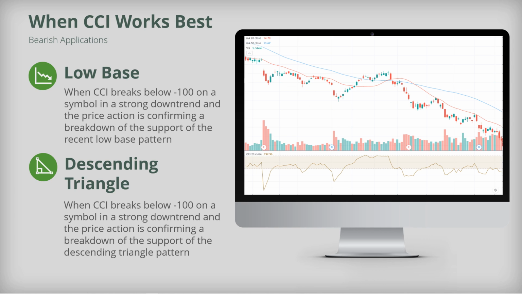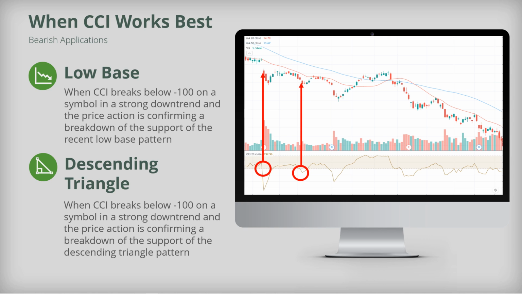So low base, CCI breaks below the 100 on a symbol in a strong downtrend. It's confirmed at the breakdown point. A support of the recent low base pattern has broken. Let's get some examples here. First one, really nice. That's pretty obvious. That would have been hard to catch. It was a gap, but let alone, look, the CCI was right on the money. Let's get to something a little bit more realistic.